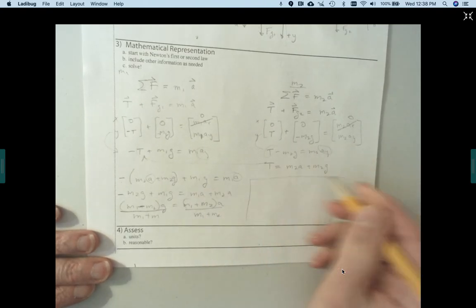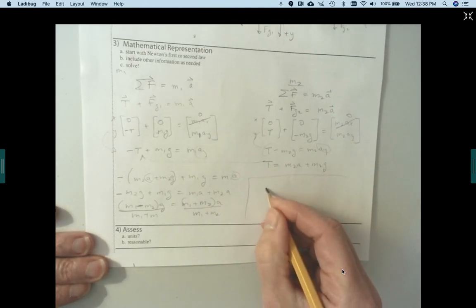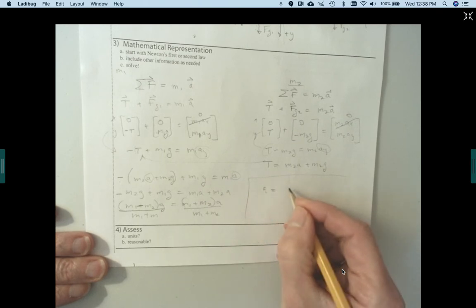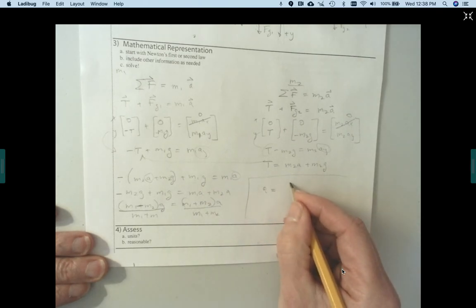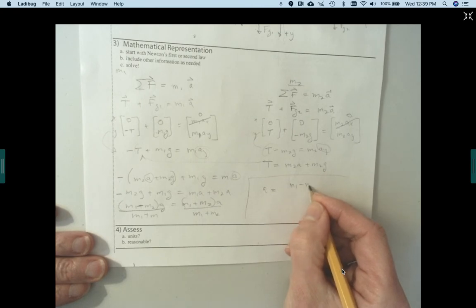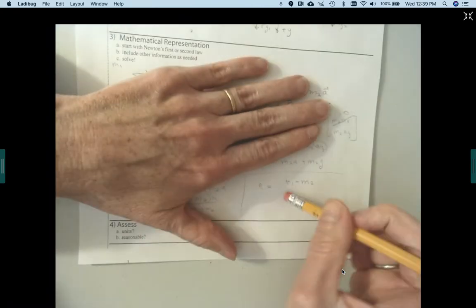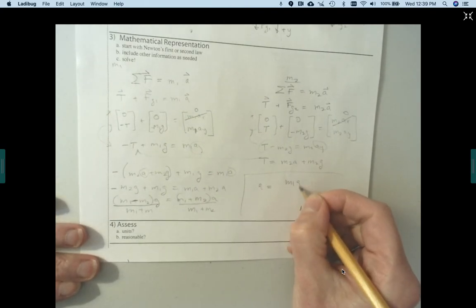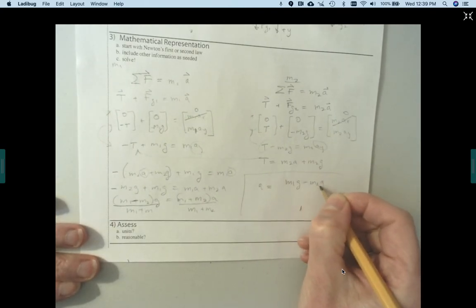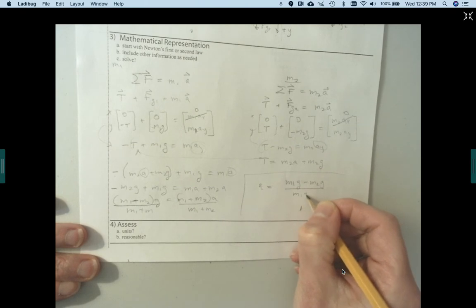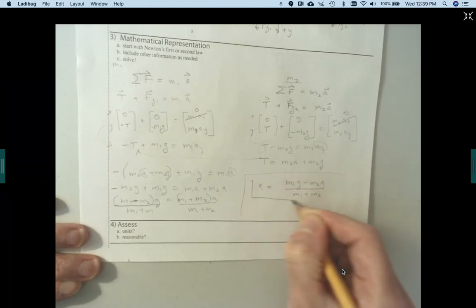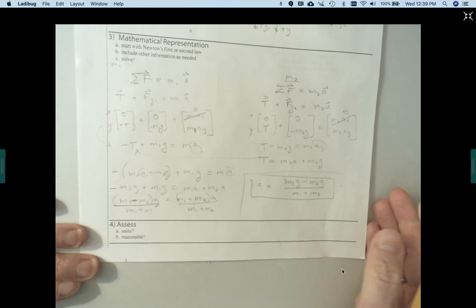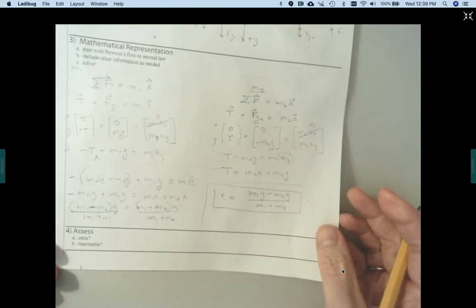Okay, so we'll just finish over here. We get the acceleration equals M1 minus M2. I'm actually going to put G back in just so we can talk about this for a second. So it's M1G minus M2G over M1 plus M2. And that's our acceleration. And then we can plug in if we were given values, right? But look at what that's saying.